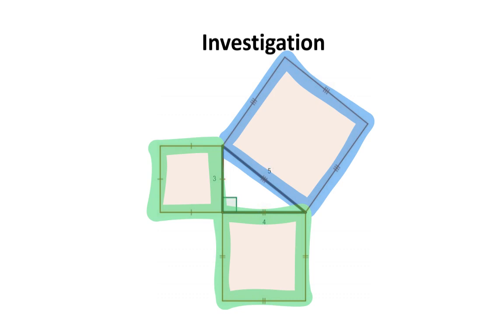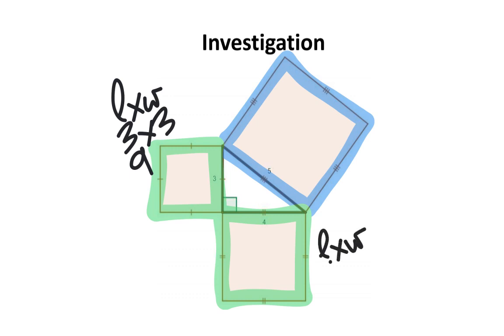Next, I'm going to determine the area of these squares. Area of a square is length times width. So that would be 3 times 3 over here, which would give you 9 units squared. Down here, it would be the exact same thing. Length times width, which is 4 times 4, which is 16 units squared.